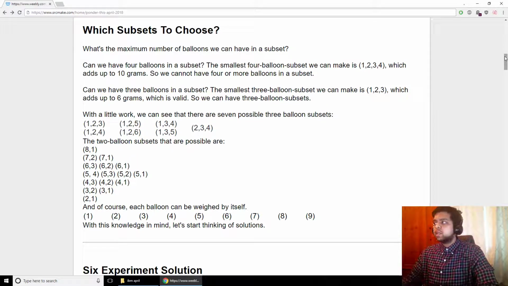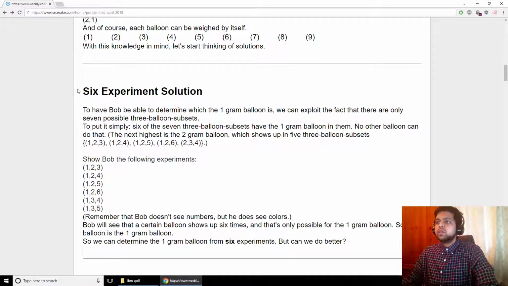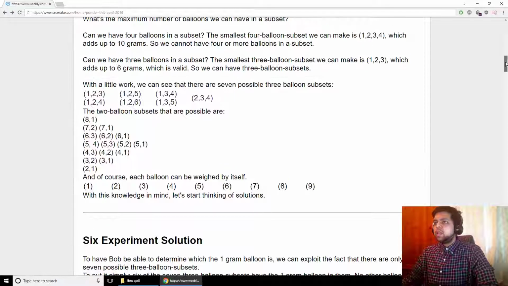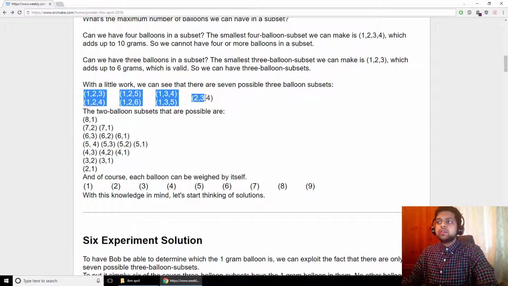set of experiments. So let's start out with a really simple example to show that we can do this in 6 experiments. So what we're going to do is take advantage of the fact that we have 7 possible 3-balloon subsets, right? And in 6 of these, the 1-gram balloon shows up, and that's what we want to take advantage of. So no other balloon can show up 6 times in the 3-balloon subsets.